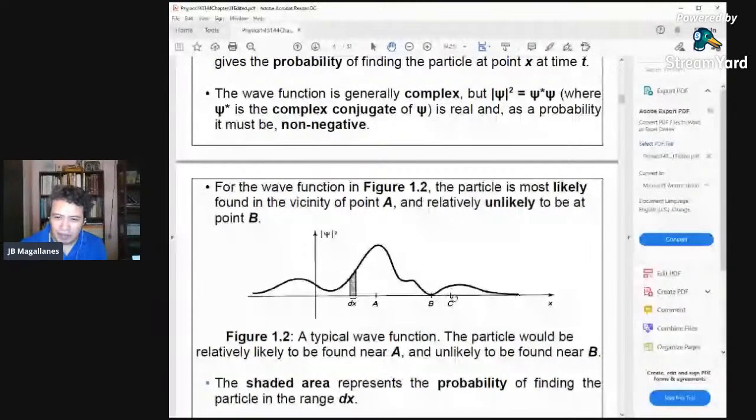But if you measure the particle, the probability of finding the particle here is less than that of A. But it's of course greater than finding the particle here at B. This is a typical wave function.